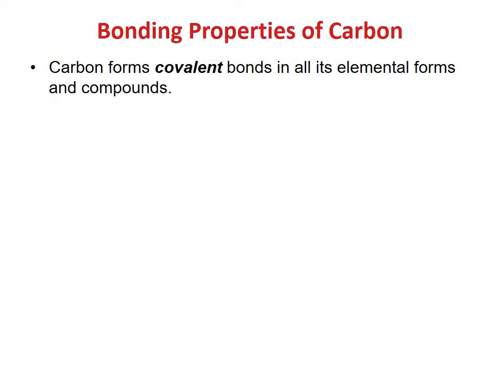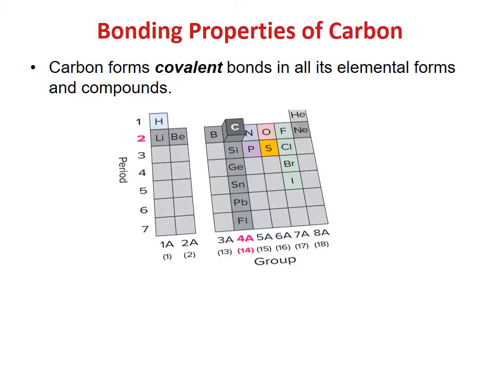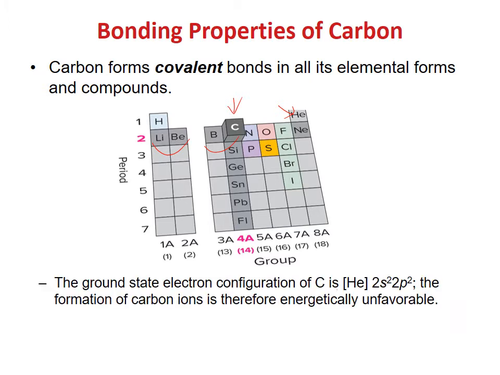Carbon forms covalent bonds in all its elemental forms and compounds. To understand this, let's look at the periodic table. In the periodic table, carbon lies at the center of the second row. So, in its electronic configuration, it passes helium, 2 more electrons fill the 2s orbital, and 2 more electrons in the 2p orbital. So here is the electronic configuration of carbon, and the number of valence electrons is 4.